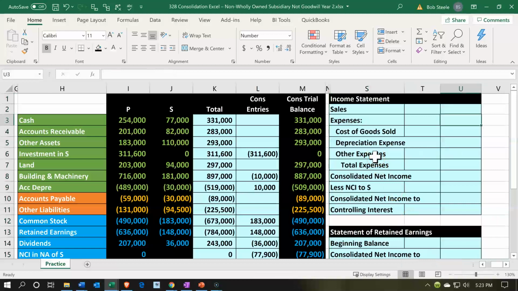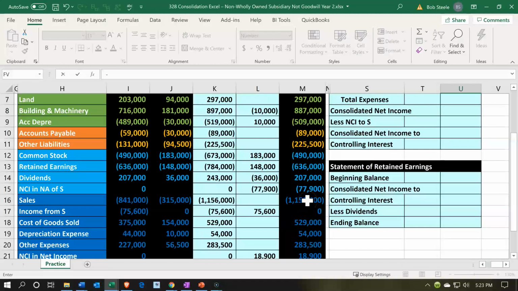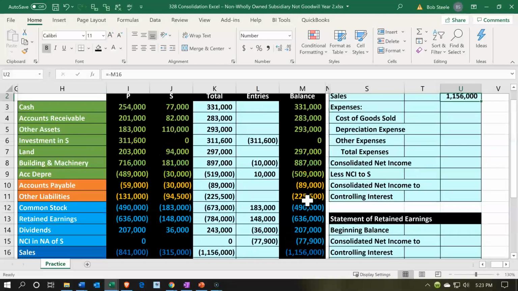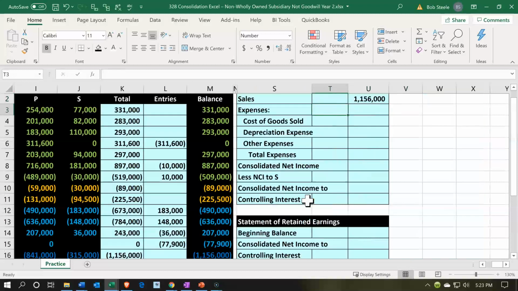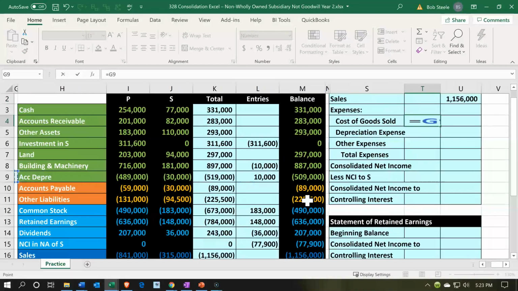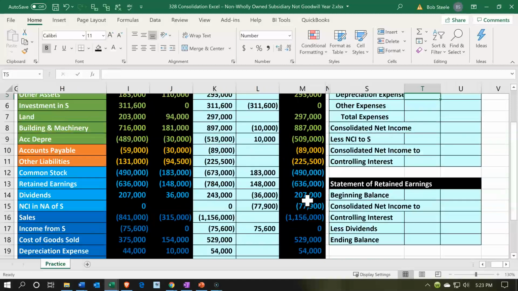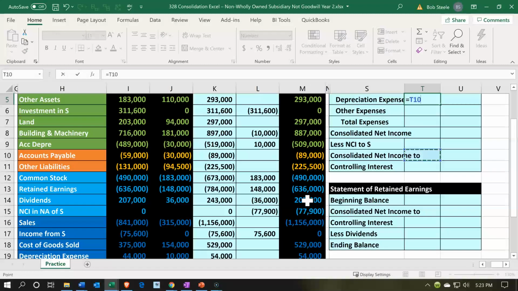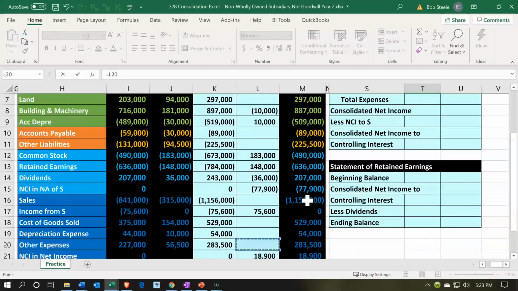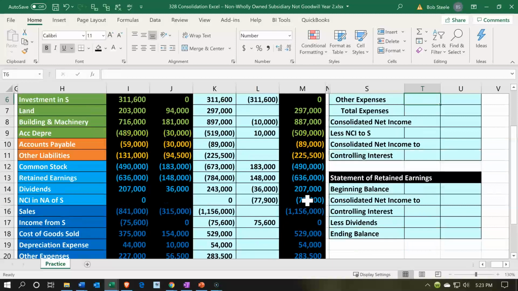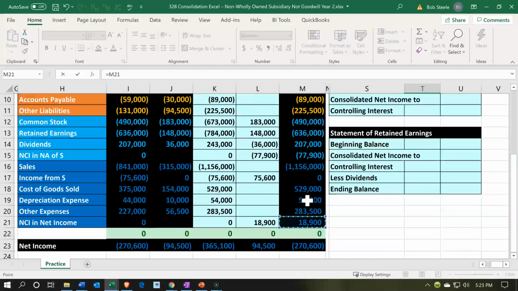So I'm going to start in the outer column over here. I'm going to say negative. We're going to pick up this item. I'm flipping the sign. That's why I said negative instead of just equals. Then we'll pick up the cost of goods sold is going to be equal to, and let's see what we have here. Cost of goods sold is going to be this number. Then the depreciation is going to be this number. And then the other expenses is going to be this number. And then we're going to break out this non-controlling interest separately.